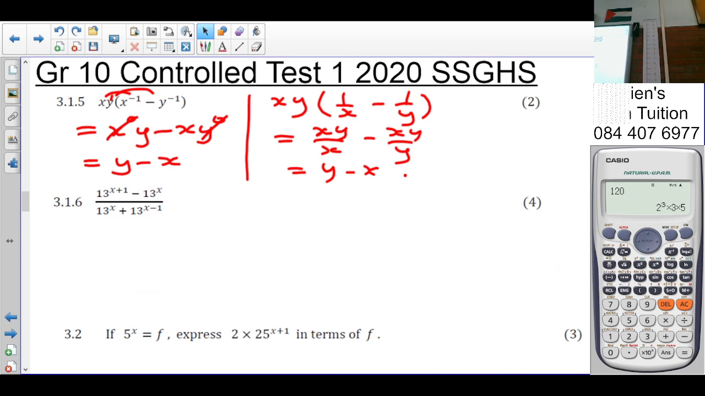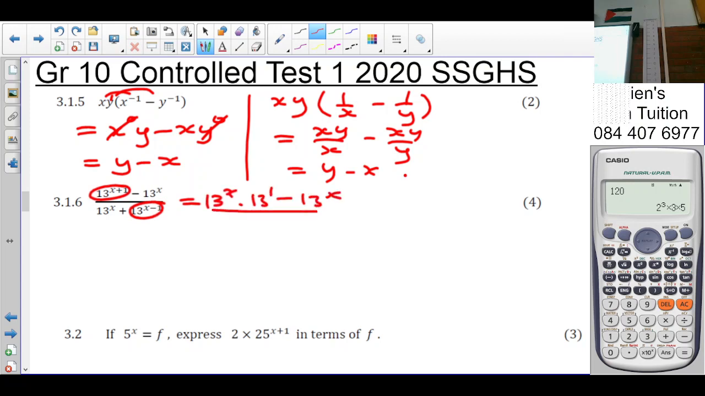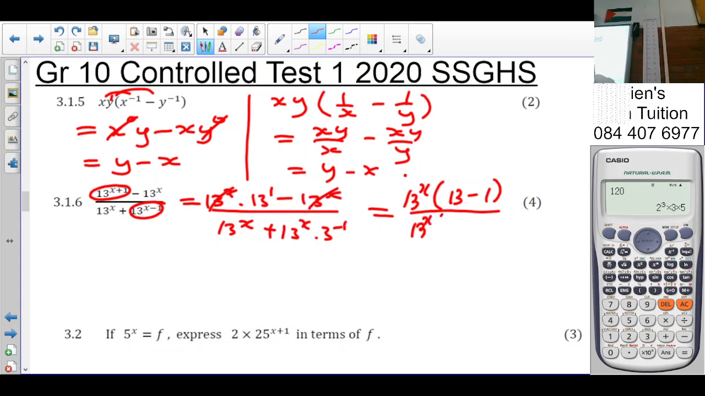is where we need to break this up into products of its prime factors. So that's 13 to the x times 13 to the 1 minus 13 to the x over 13 to the x plus 13 to the x times 13 to the minus 1. What can be taken out as the common factor here? 13 to the x. I'm left with 13 minus 1 over 1 plus 13 to the minus 1. That cancels, not so? 13 minus 1 is?